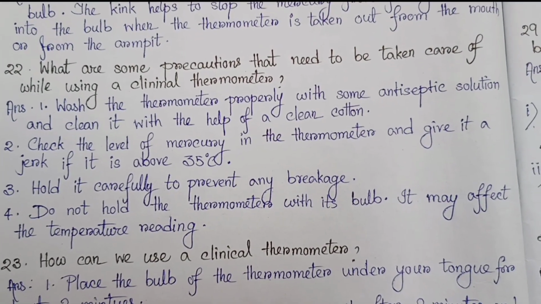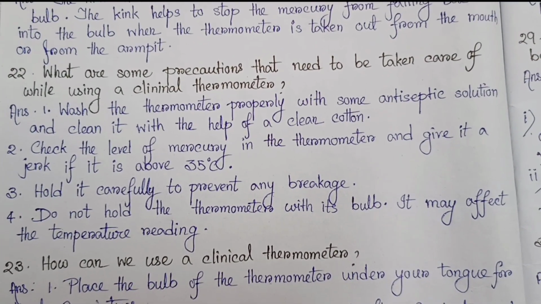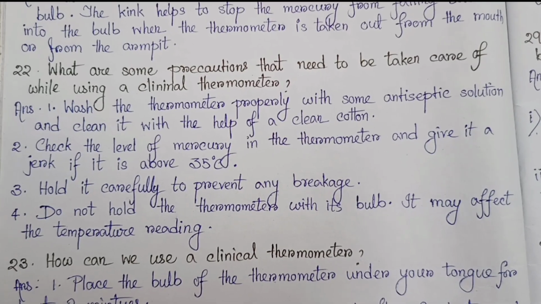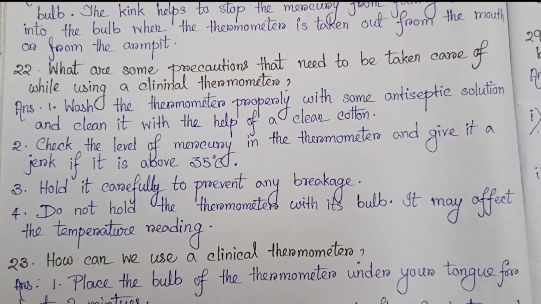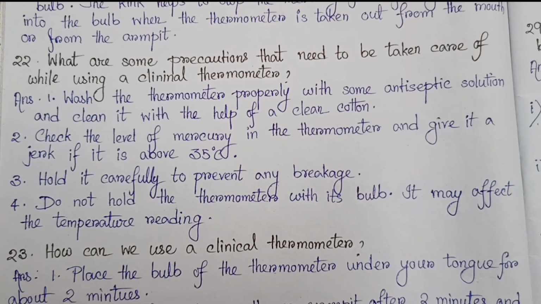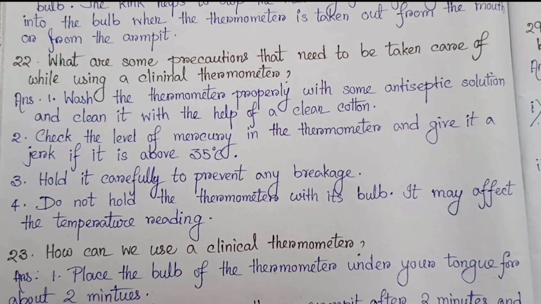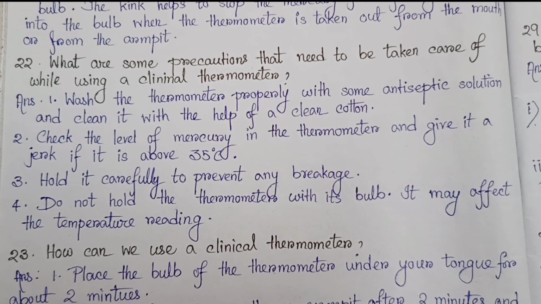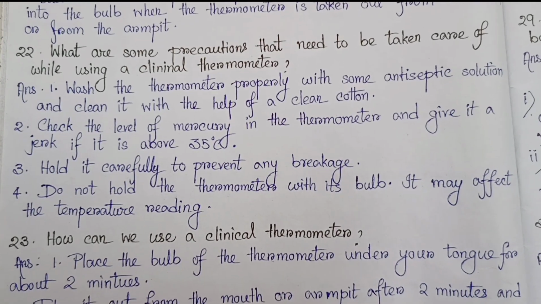Number 22. What are some precautions that need to be taken care of while using a clinical thermometer? Number 1. Wash the thermometer properly with some antiseptic solution and clean it with the help of a clean cotton.